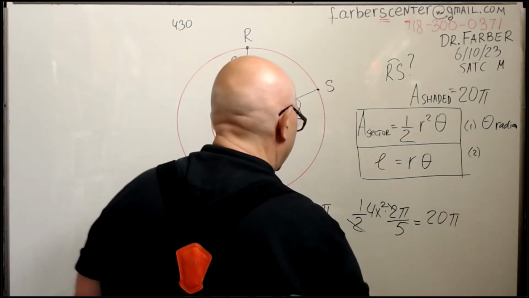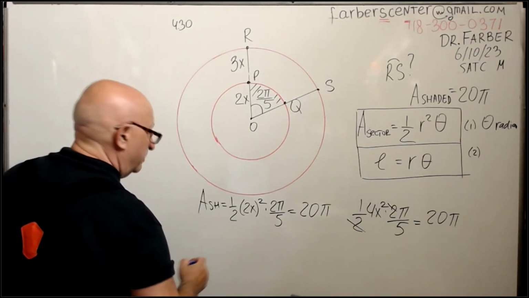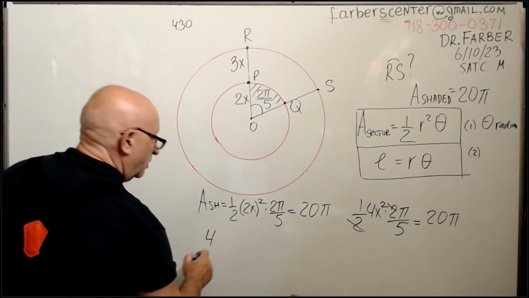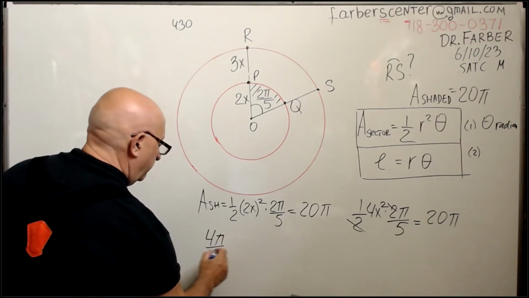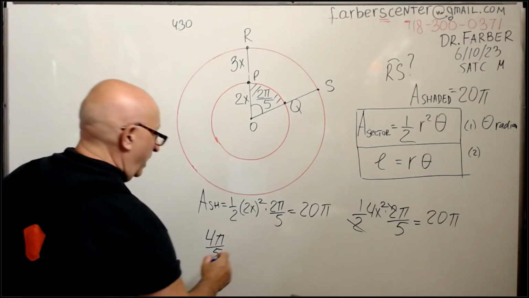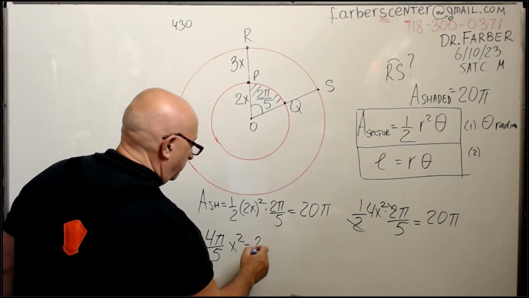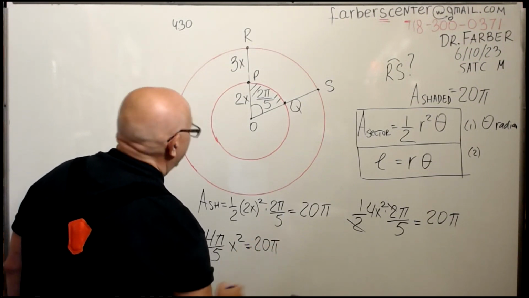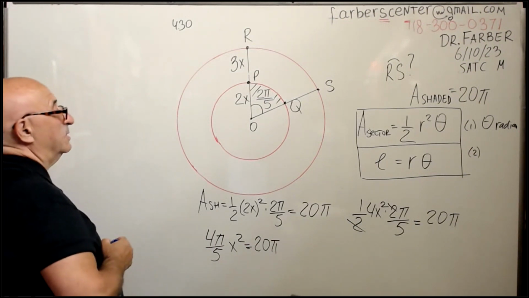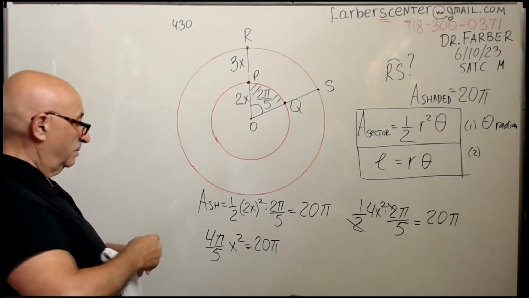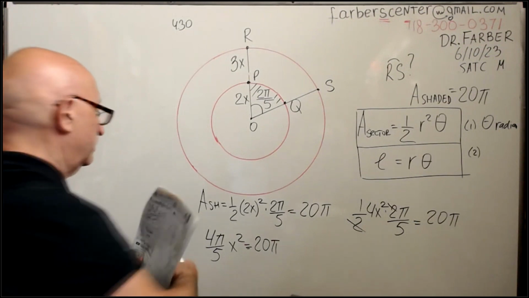Or 4 over 5, 4 pi over 5 x to the second equals 20 pi. I need to find x to the second. Because if I know x to the second, I know the radius. X. I take a different color, multiply by the reciprocal on both sides.